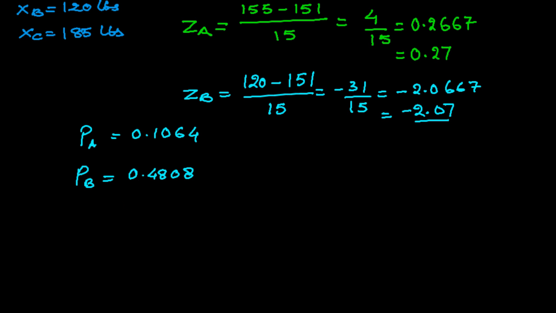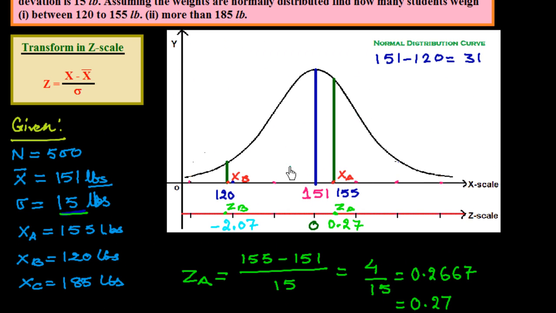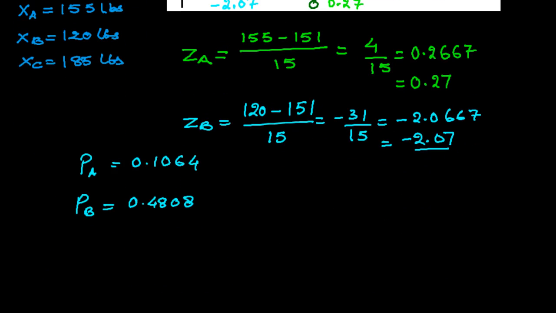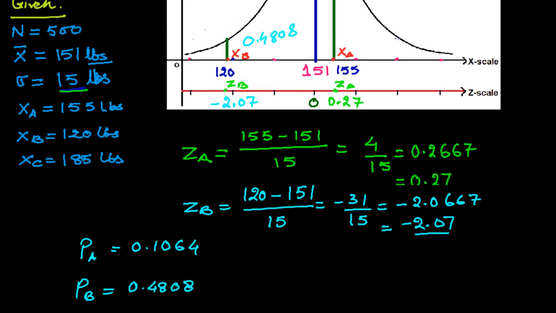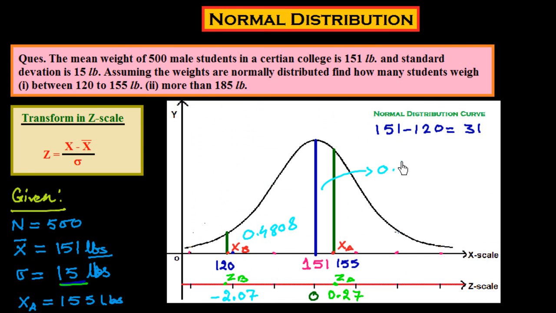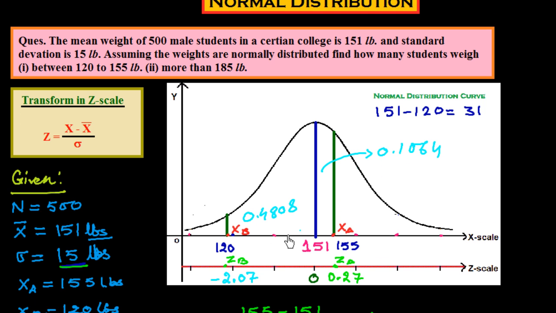The reason why we add: we are getting the value from here, 0.4808, this value, and this value we have got, 0.1064. So we add these two values, so we get the area of the region between 120 and 155 here.